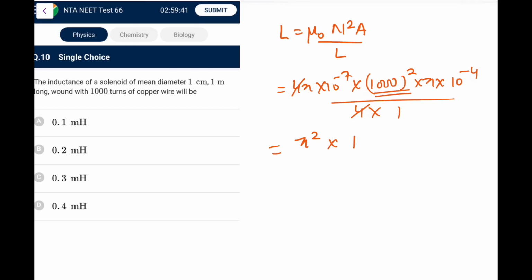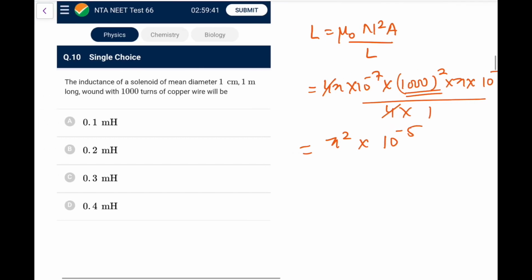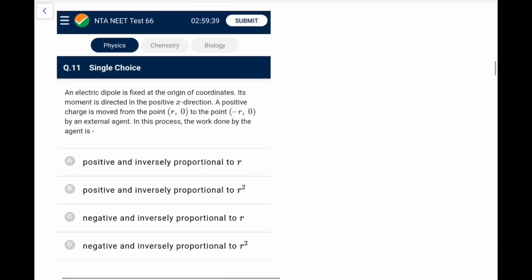And this is, if I do, this will all become 10 to the power minus 5. So pi square into 10 to the power minus 5, you can write it as pi square approximately as 10, that is 10 to the power minus 4 Henry. So the closest option is 0.1 millihenry. I can go for next.